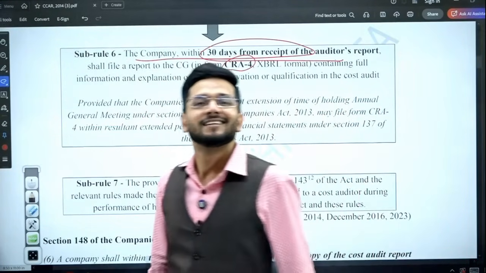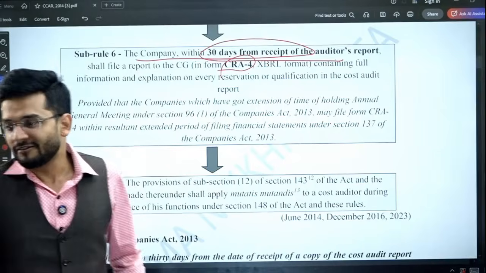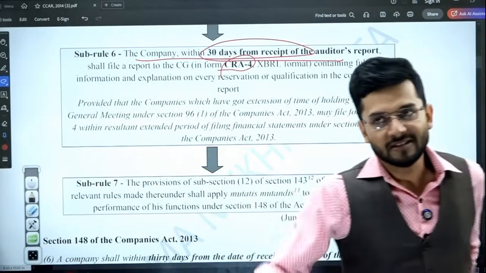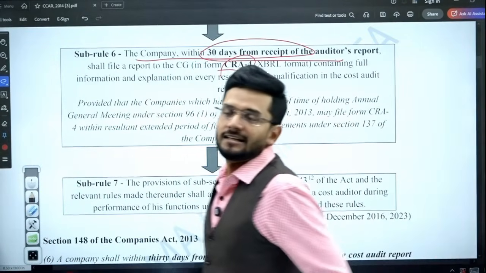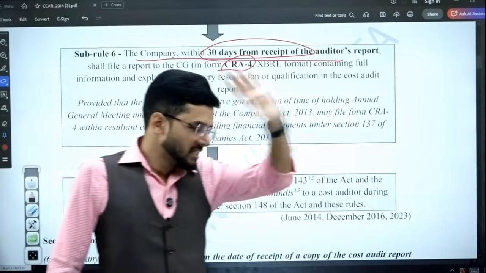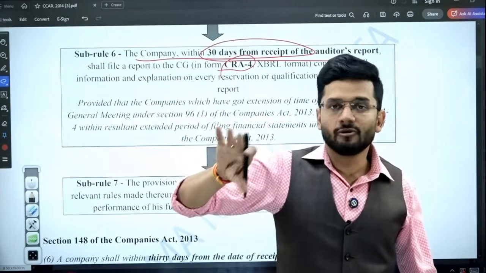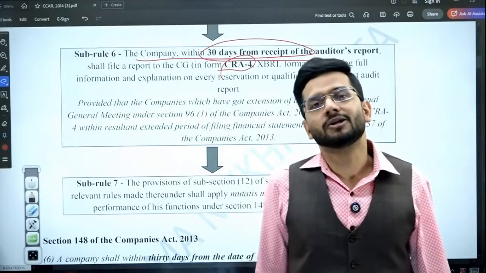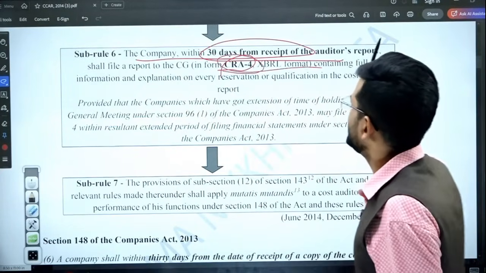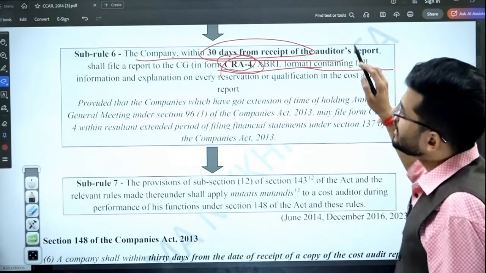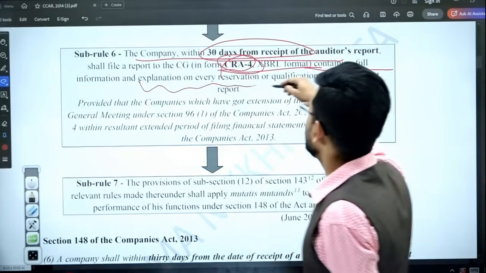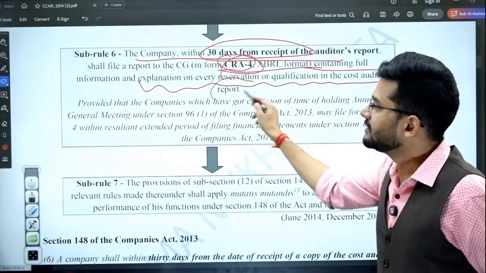That is the reason. Why? Because government wants everything to be submitted under XBRL, whatever is submitted to the government of India. Form 1, Form 3, no XBRL because it is not submitted to government of India. Form 2 and Form 4, yes XBRL because it is submitted to government of India. So Form 4 is also submitted to government of India, in XBRL format, containing full information and explanation on every reservation or qualification of the cost audit report.